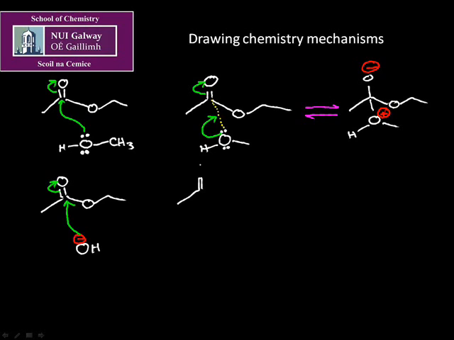Now again, you can draw this in the other method as well, by indicating the bond that's going to be created by putting in a dotted line, and sometimes that helps to visualize exactly what's going on.